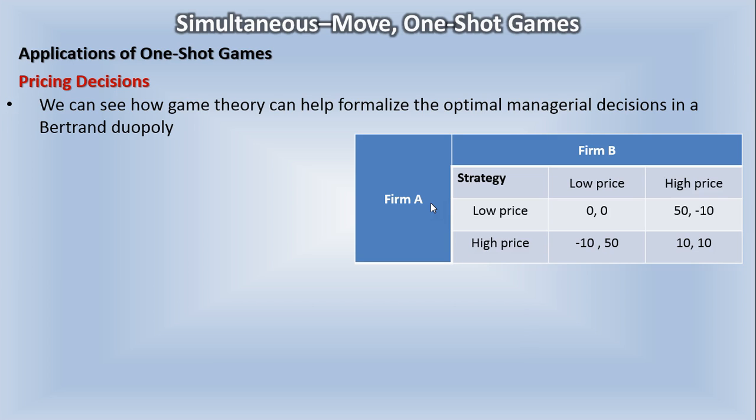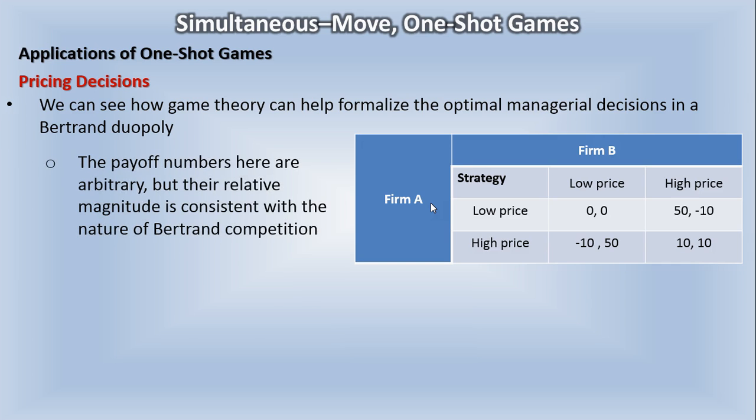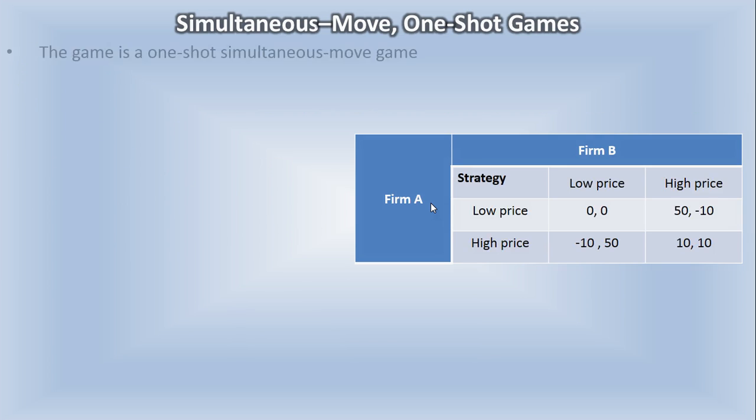Or the same thing could happen on the other end. Like firm A could, again, say, oh yeah, well, let's both charge a high price. And then firm A charges a low price, and then they win, and then firm B loses. So again, that's the Bertrand pricing game. That's the outcome that you can get in a Bertrand situation. These firms are in what's called a prisoner's dilemma, essentially, which is what I'll talk about a bit more in a second. So the payoffs here are arbitrary. They don't really mean anything in and of themselves, but their relative magnitude is consistent with the nature of Bertrand competition, as I just highlighted.